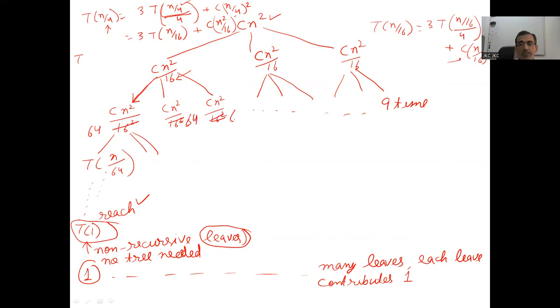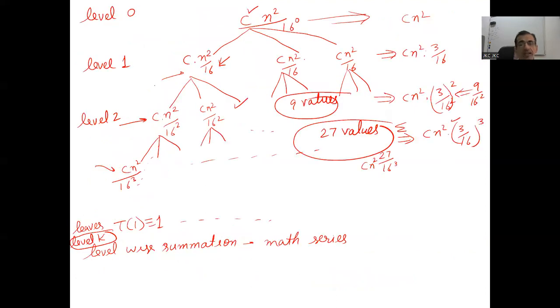This is 64, and accordingly I have the total available. Next time, I'm going to call it n by 64. Corresponding to that, it will be done accordingly. So I can easily say first time it was n by 16, next time it was 64, and this was going to be a summation correspondingly.